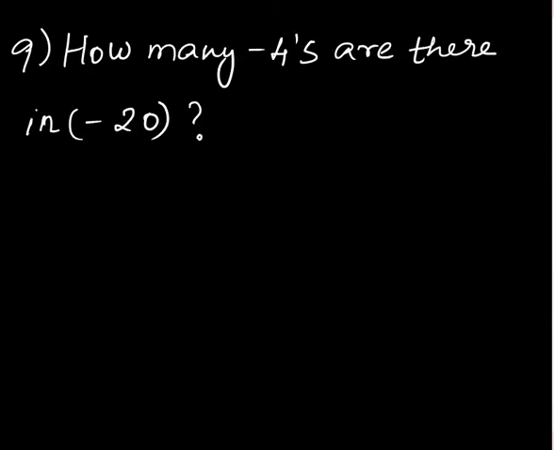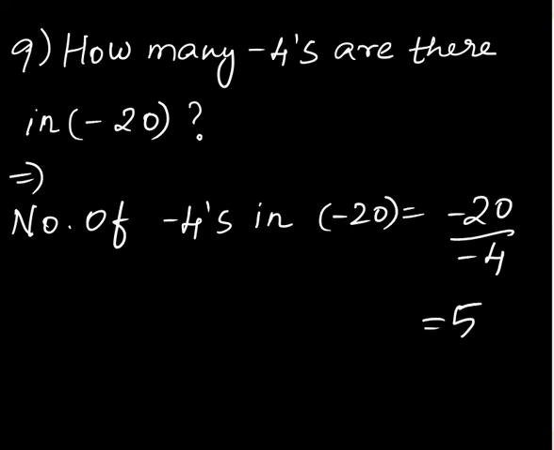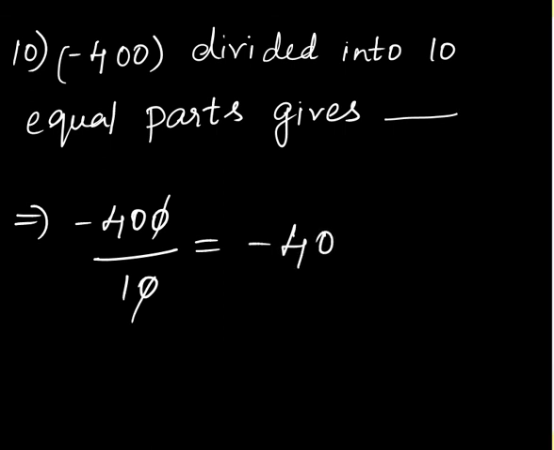Ninth question, how many minus 4s are there in minus 20? Number of minus 4s in minus 20 is equal to minus 20 divided by minus 4, we'll get the answer as 5. 10th question, minus 400 divided into 10 equal parts gives, so just divide minus 400 divided by 10, so 0 and 0 will get cancelled, so we'll get the answer as minus 40.